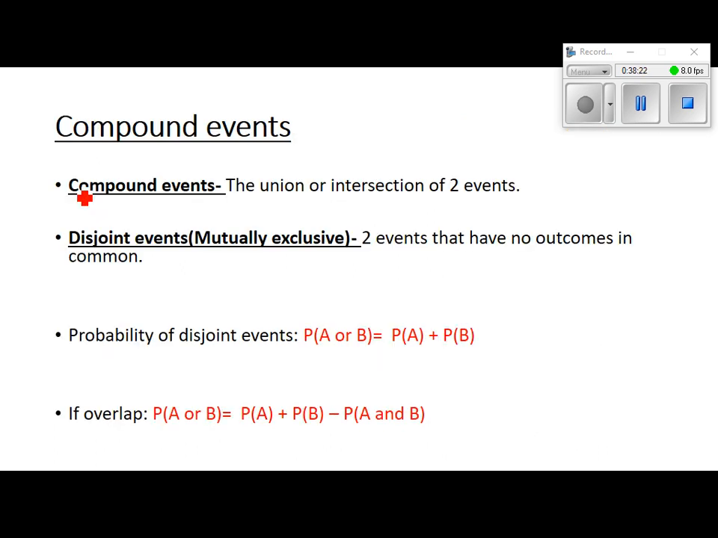Compound events. Fill in what you need to fill in on this. I'm going to stick a couple of things here. If you see this symbol, looks sort of like a U, but it's not really. That's union. You see this symbol? That's an intersection symbol.